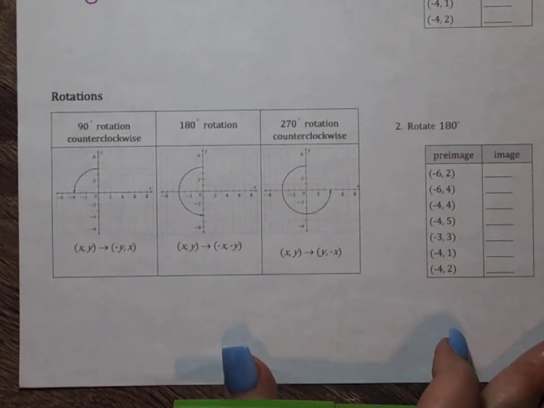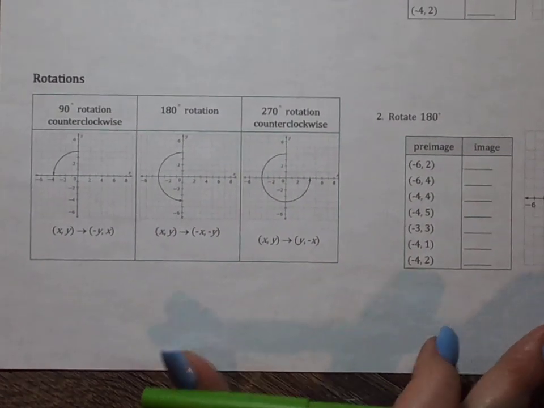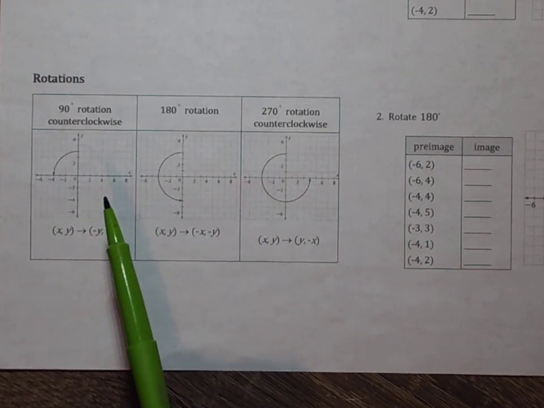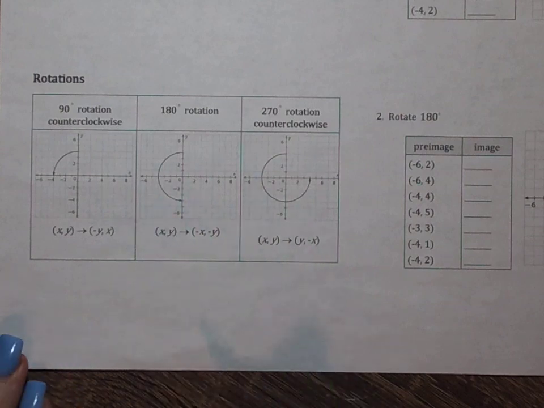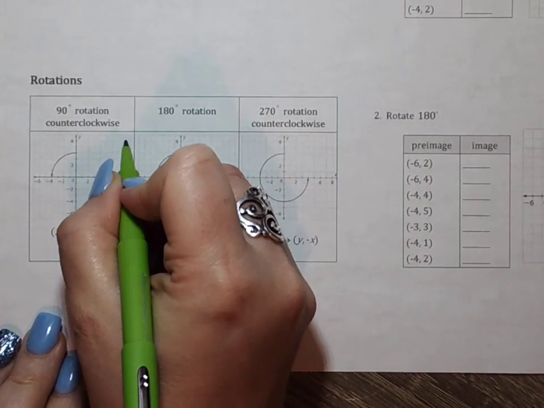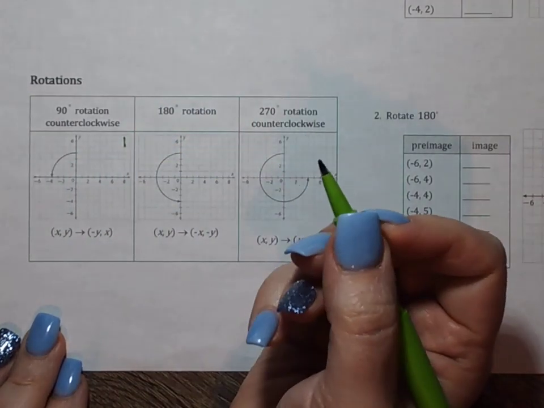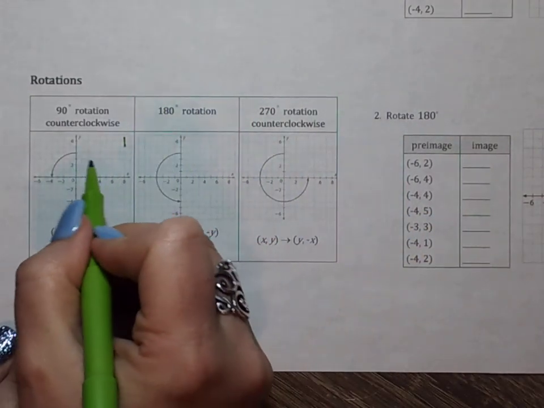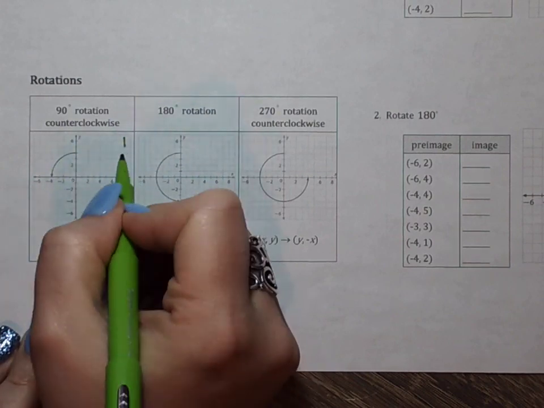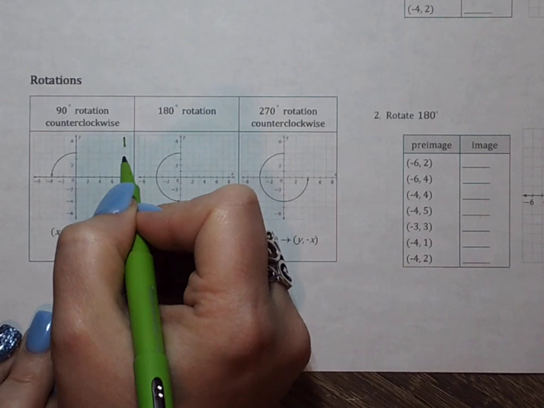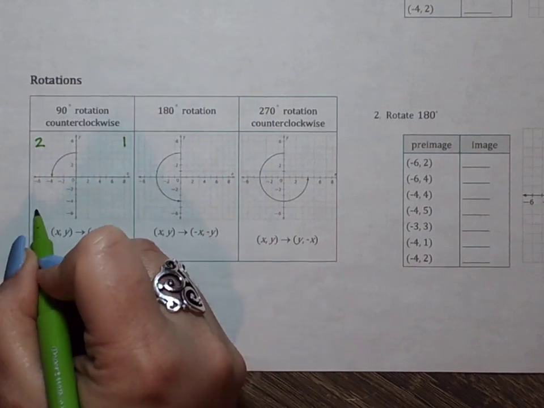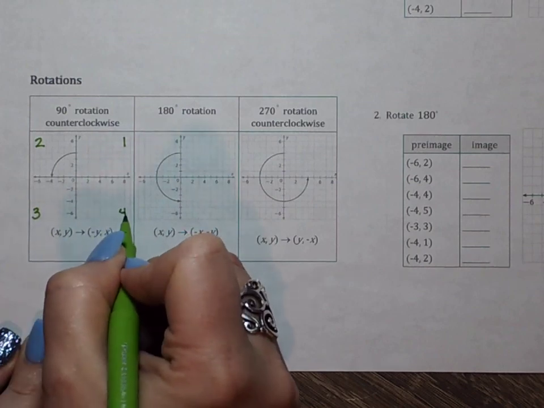Now we're going to talk about rotations. So we've got 3 different rules here for rotations. We've got a 90-degree clockwise rotation. A 90-degree clockwise rotation, sorry about that, is going to take a point over one quadrant. So when we go counterclockwise, we go from here around in this direction. So we are going to number off our quadrants, and our quadrants are numbered 1, 2, 3, and 4.